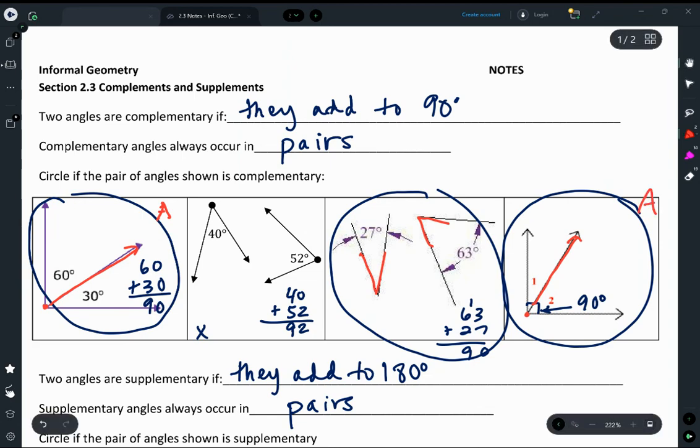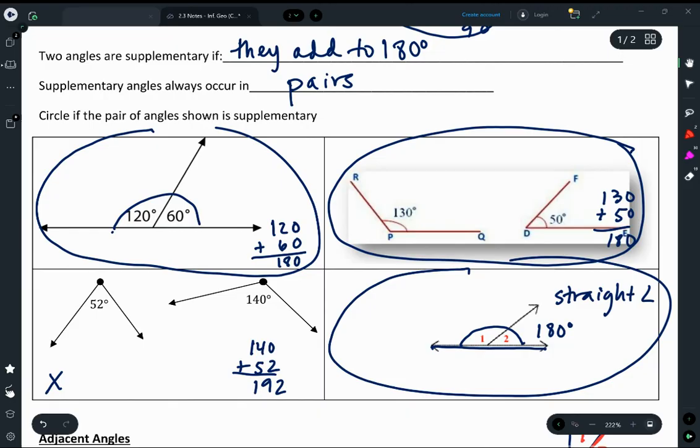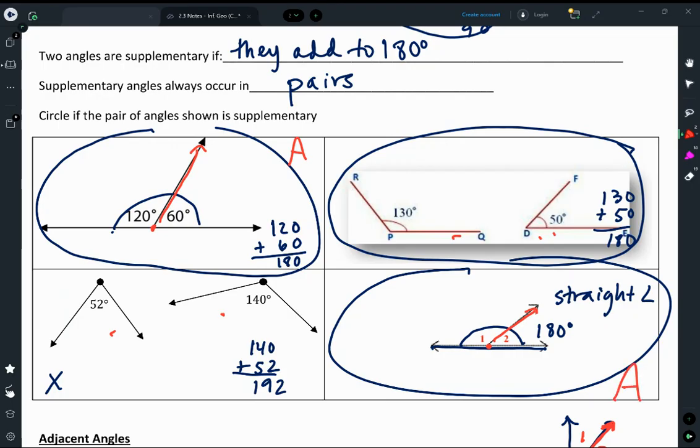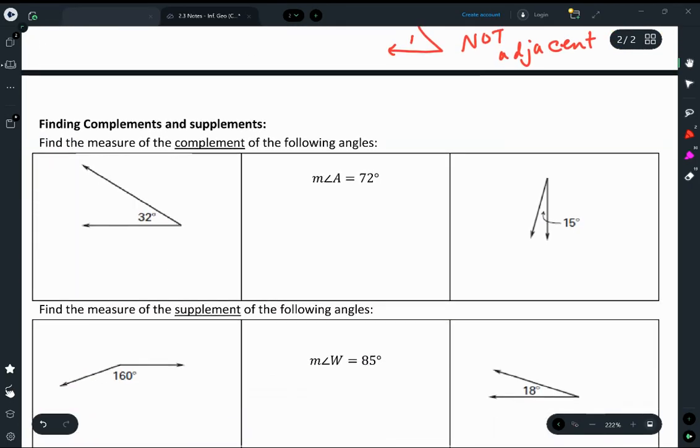So let's go down to that next set, and it looks like we've got a couple more adjacent angles. So this first one here, that one was adjacent. And two separate angles on this one, two separate angles here, but this last one that was supplementary was also adjacent. So hopefully that gives you a good understanding of what the word adjacent means in math.